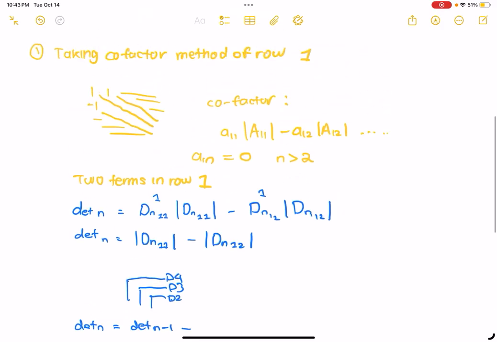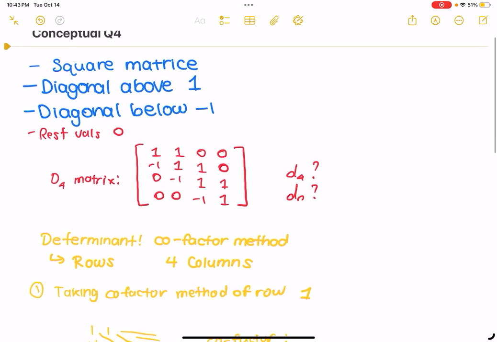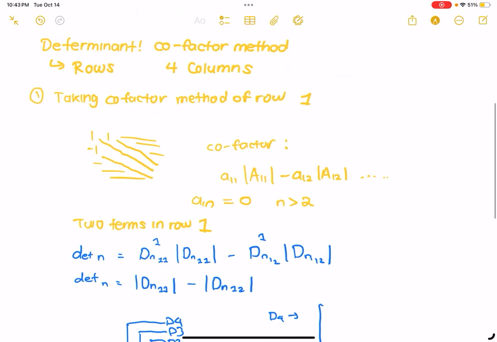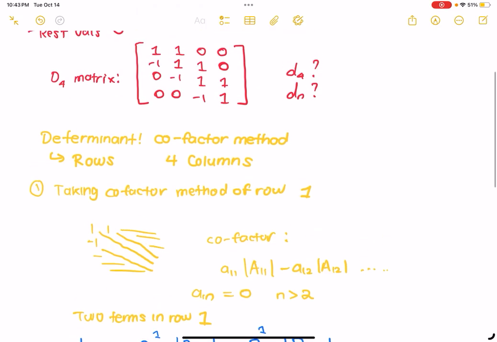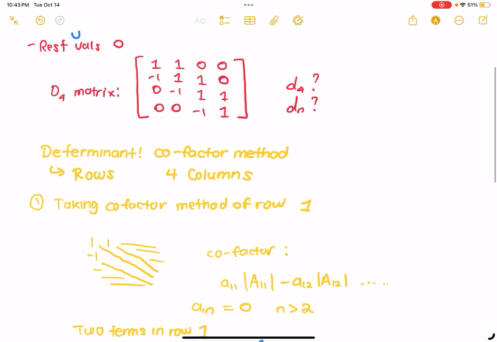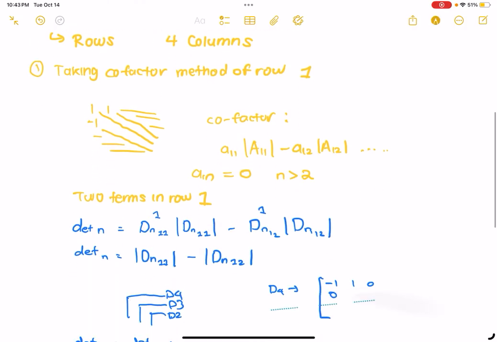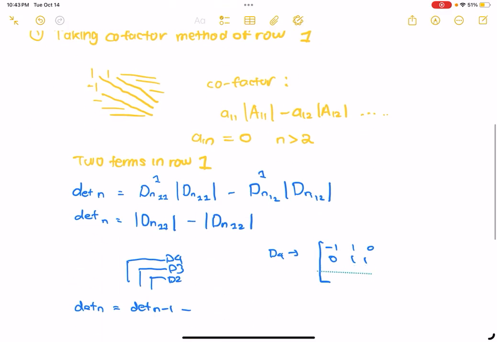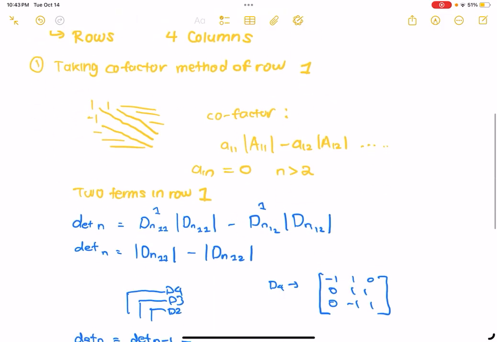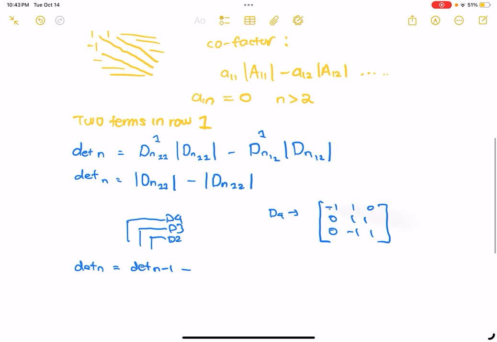The determinant of Dn(1,2), when we take out the second column, so let's take that for D4. If we do that, when we remove row 1 and column 2, we get negative 1, 1, 0, then 0, 1, 1, then 0, negative 1, 1. Right? So we get negative 1 as the corner. But still remember that the only non-zero entries are the 1 above and the negative 1 below. So when the 1 is above, we get this.